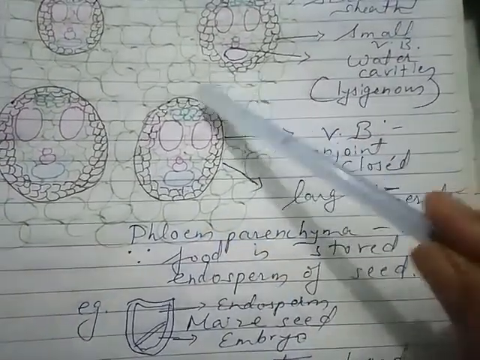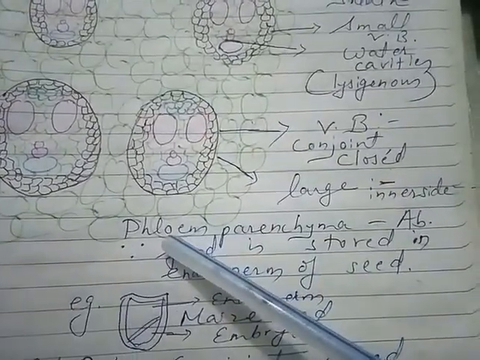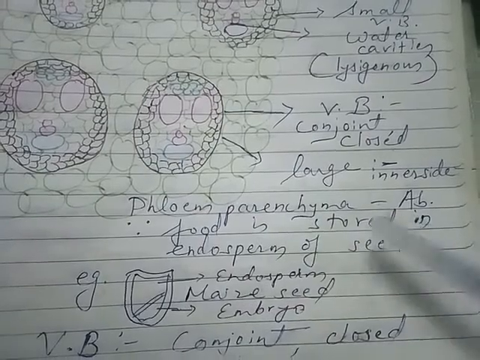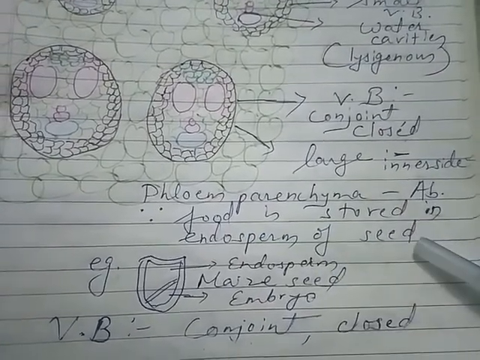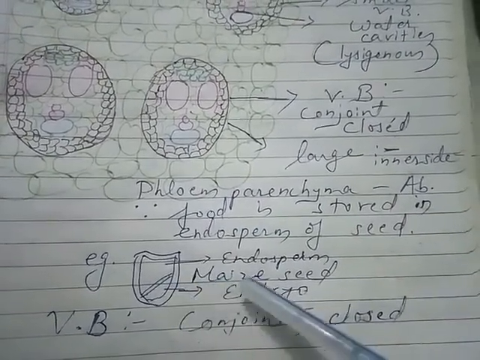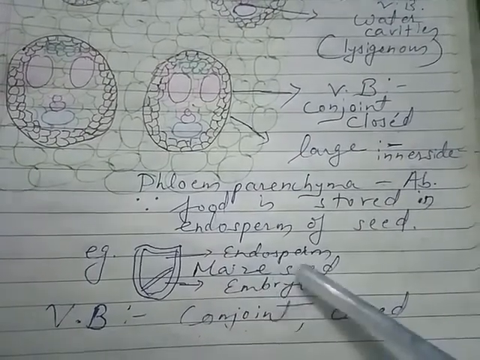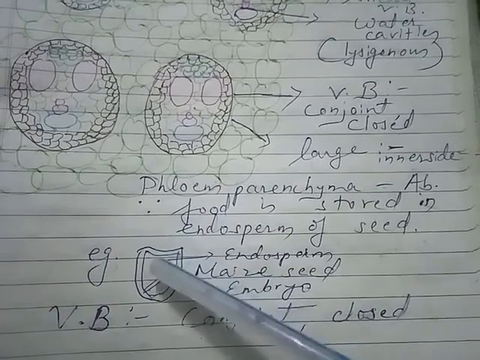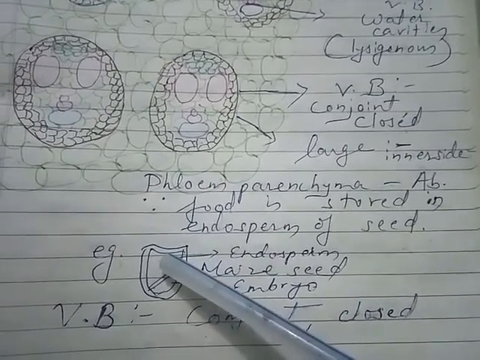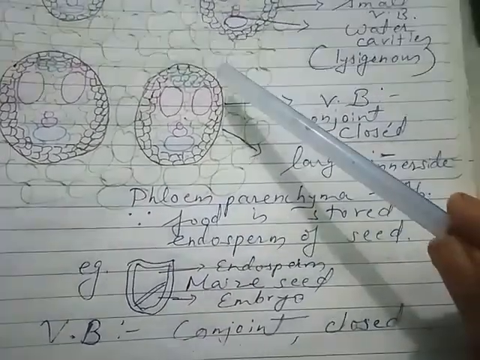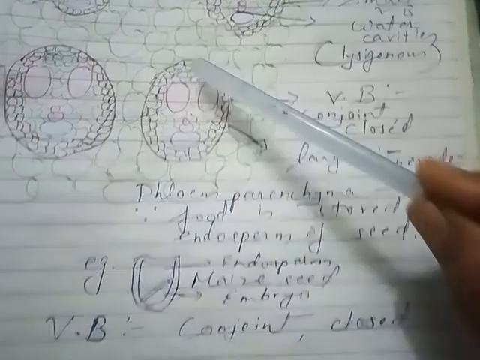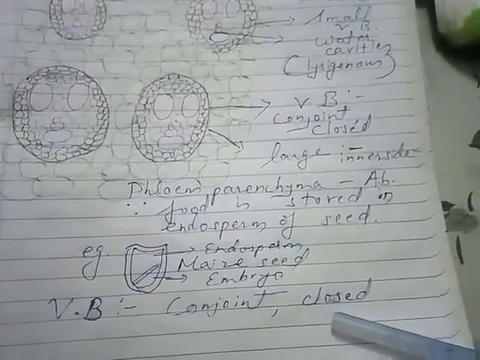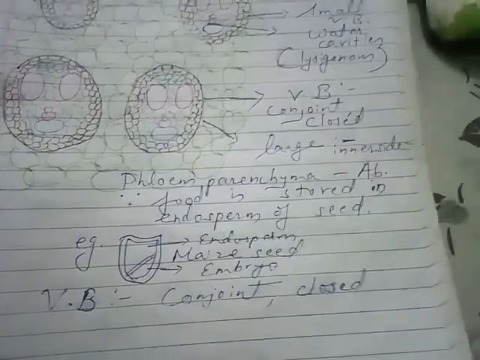Now here in phloem, in case of monocot stem, phloem parenchyma is absent because food is stored in the endosperm of the seed. So here in case of maize seed, for example, this one is the embryo part, while this part is the endosperm. So the food is stored here in the seed. That's why phloem parenchyma is absent in this phloem. So vascular bundles are conjoint and closed, and xylem are endarched.